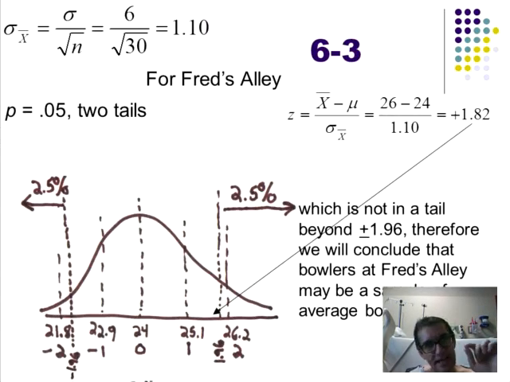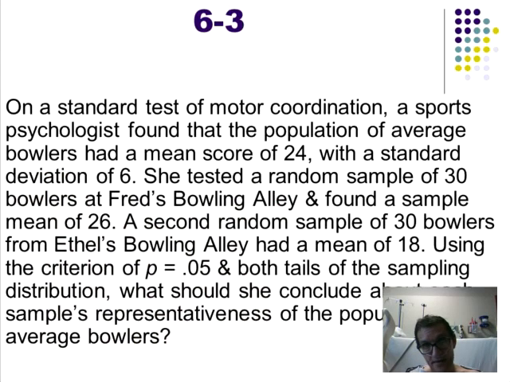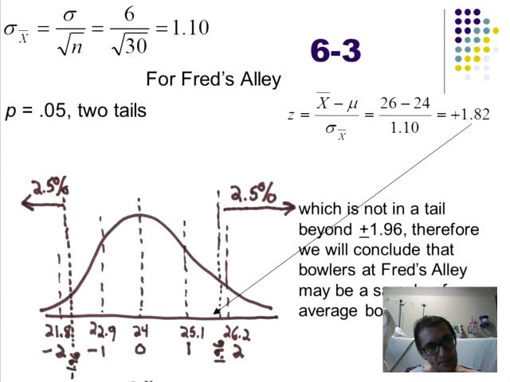But the standard deviation of this distribution of sample means will not be the original sigma. Remember, the original sigma is 6, a standard deviation of 6. So it will not be 6. Instead, it will be defined by sigma sub x bar: the original 6 divided by the square root of the sample size equals 1.1. And so we see in the image that it's centered at that 24, the mu, and one standard deviation up is 25.1, one standard deviation down is 22.9.